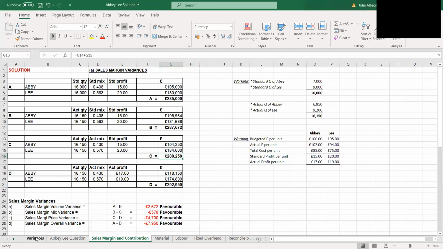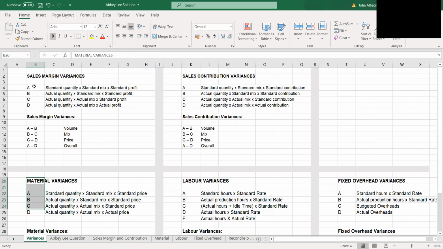We remember here from the variances, for the sales margin variances, we get A, B, C and D. We've got the volume variance, mix variance and the price variance. The first one, A, is standard quantity times standard mix times standard profit, and B is the actual quantity times standard mix times standard profit. C is actual quantity times actual mix times standard profit, and D is actual quantity times actual mix times actual profit. Again, you don't need to memorize these because this will be given to you.